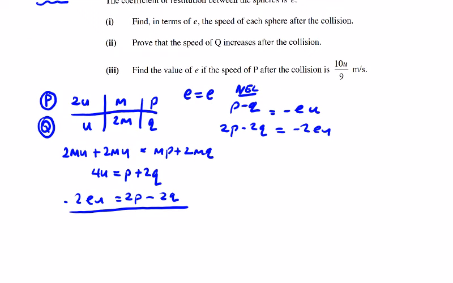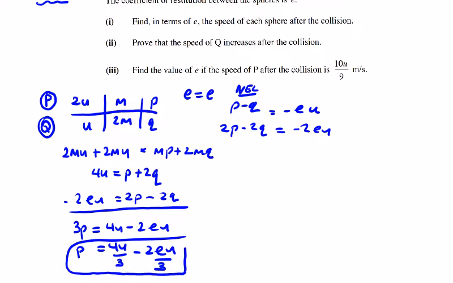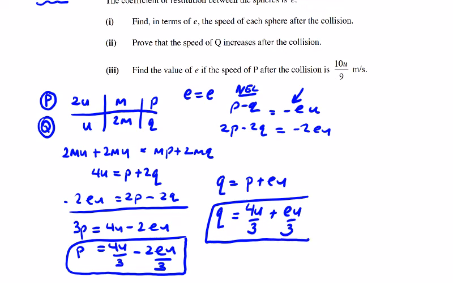So we have minus 2eu is equal to 2p minus 2q. So we get 3p is equal to 4u minus 2eu. So p is equal to 4u over 3 minus 2eu over 3. That's p. My equation for q: q is equal to, from this equation, p plus eu. So q is going to be 4u over 3 minus 2/3 of eu plus a full one, so that's just plus a third of eu, or eu over 3. So that's p and q.